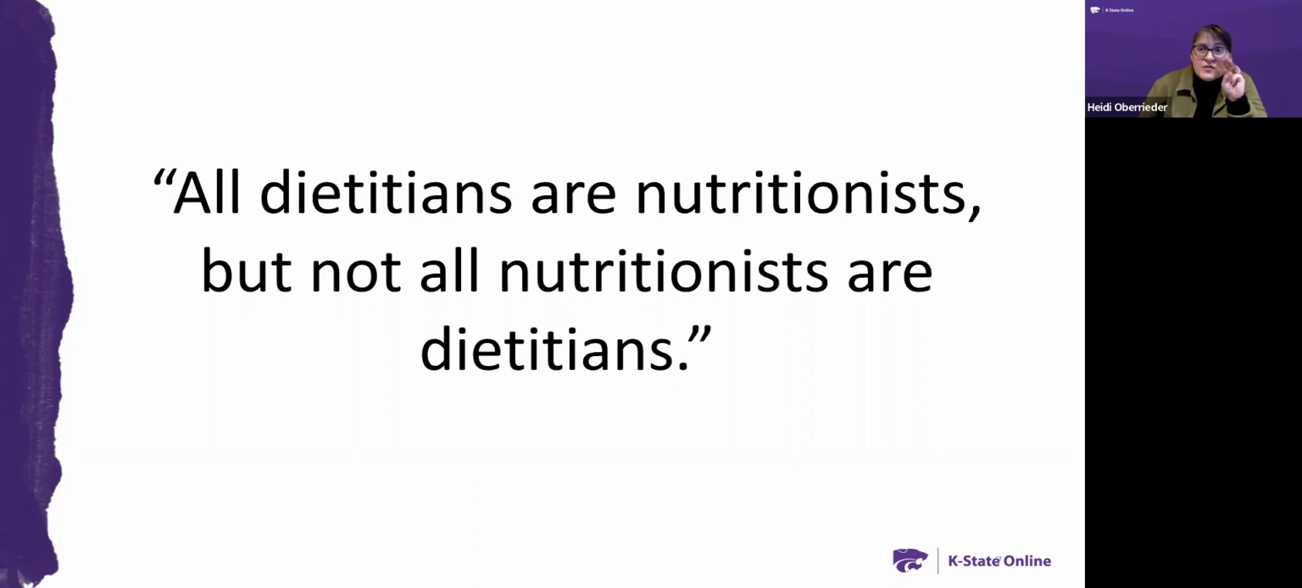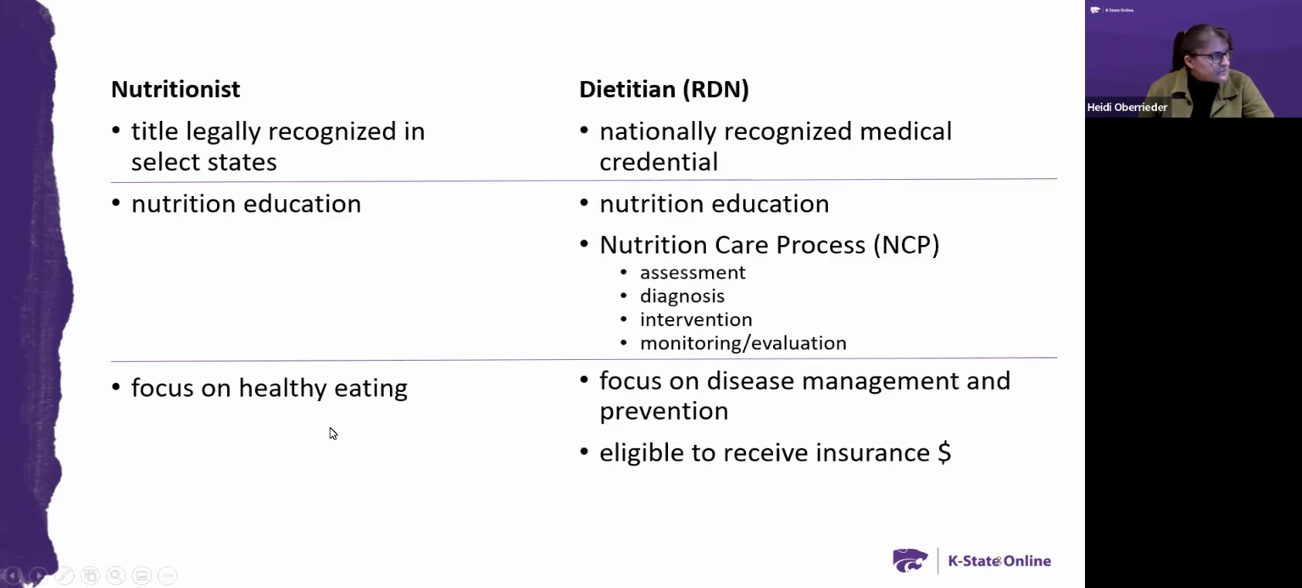So no matter which of the 3 online degrees you get in nutrition from K-State, you can call yourself a nutritionist because you've earned a nutrition degree from an accredited regional university. But only 2 of them are accredited for that pathway to earning that RDN credential. And we're going to talk over a few slides about what that really means to be a dietitian.